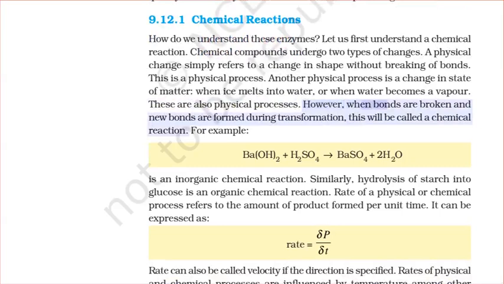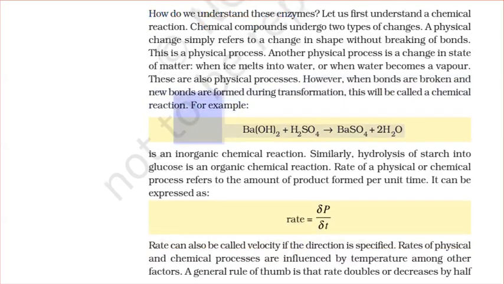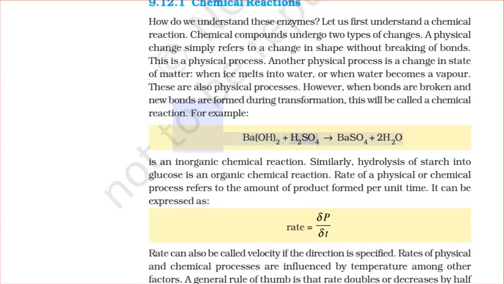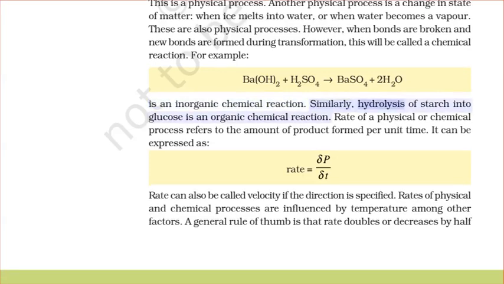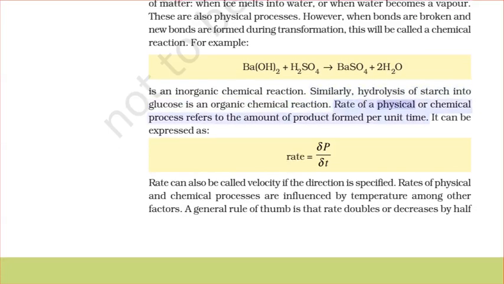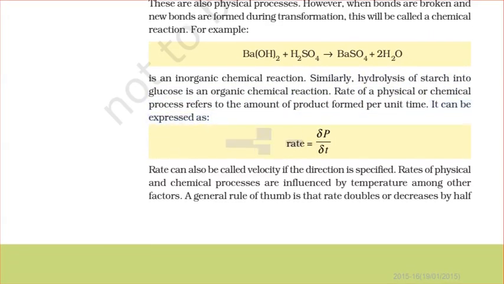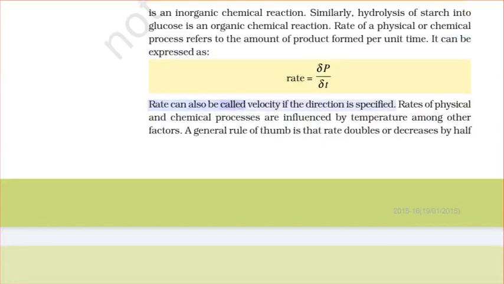However, when bonds are broken and new bonds are formed during transformation, this will be called a chemical reaction. For example, Ba(OH)2 + H2SO4 → BaSO4 + 2H2O is an inorganic chemical reaction. Similarly, hydrolysis of starch into glucose is an organic chemical reaction. Rate of a physical or chemical process refers to the amount of product formed per unit time. It can be expressed as rate = δP/δt. Rate can also be called velocity if the direction is specified.